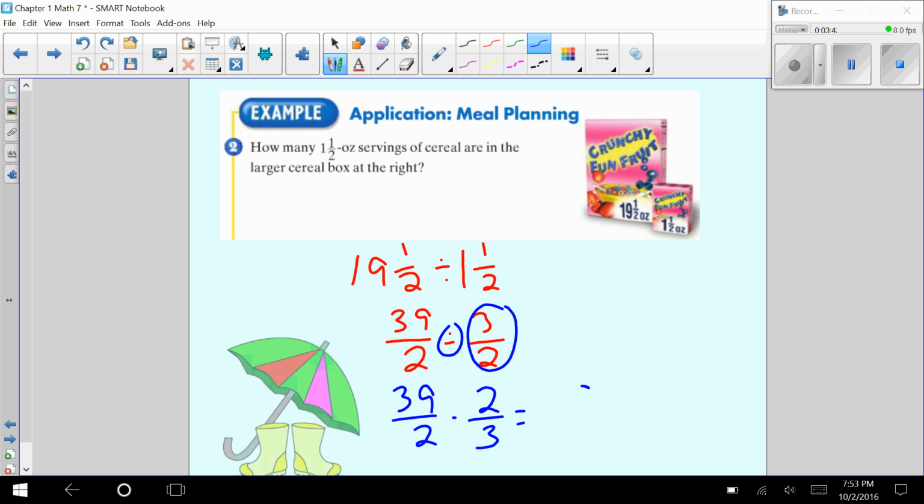which will equal 78 over 6. I know that 6 goes into both of these. So 78 divided by 6 is 13. There are 13 servings in the big box.